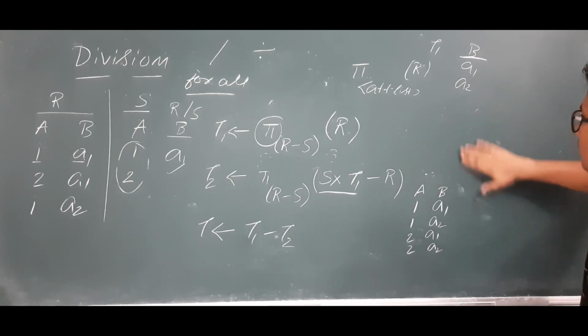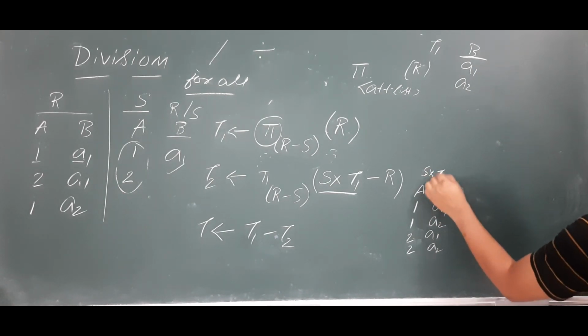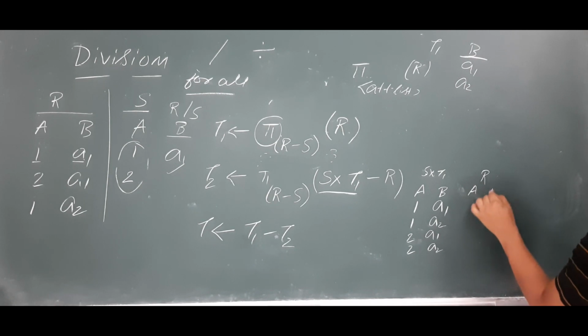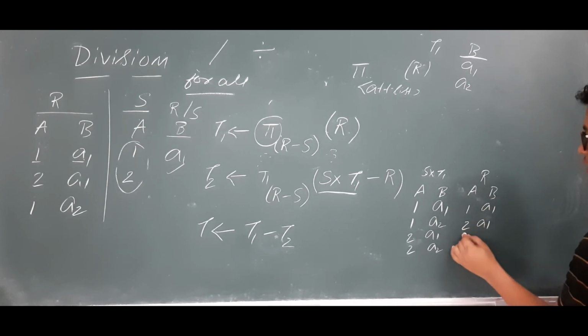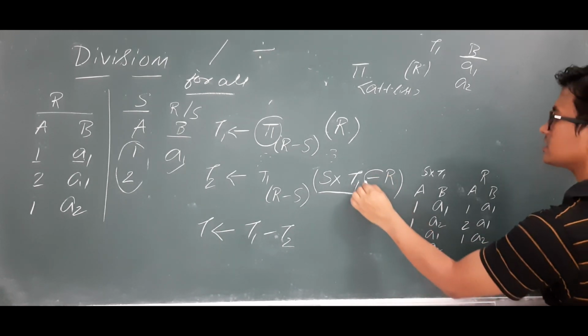Then you need to apply the set difference with R. What are the attributes which are there in the R? A and B with the values 1 A1, 2 A1, 1 A2. Now they are asking you to apply the set difference.